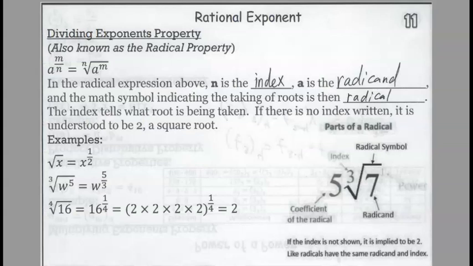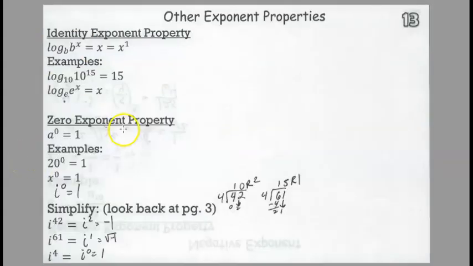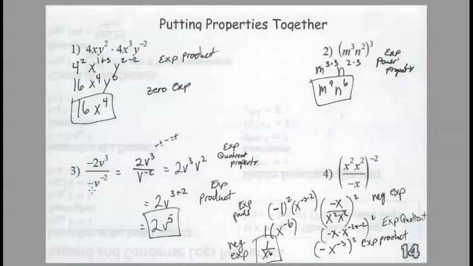And then we have rational exponents. It's also known as the radical property. Notice that if there's nothing there for the n, there's a 2. And also n is called the index. And then this part inside, that's the radicand. Here's negative exponents. And then other exponent properties. And here's some examples where you put them together.